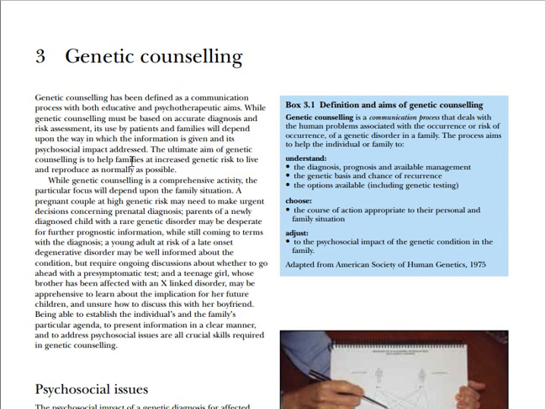So what is the aim? Understand the diagnosis, prognosis and available management. Second thing is the genetic basis and the chance of recurrence. Third thing is the options available. So all that has been done already. Now choose. In order to choose, you have to choose one. You have to choose the action that is going to be appropriate for the personal and family situation.